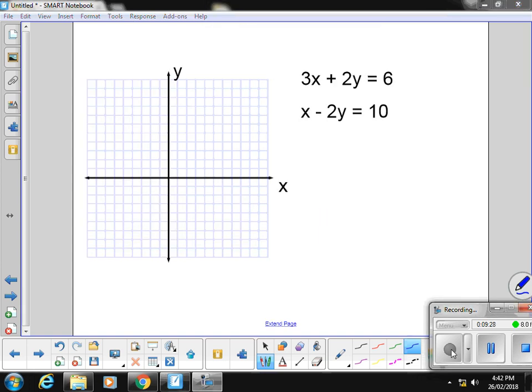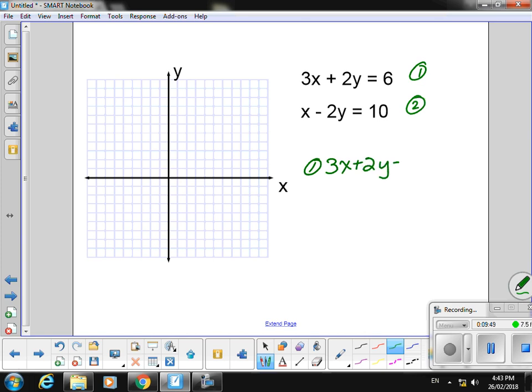All right, one last example. I want to find the solution, or the point of intersection, of the two lines. The first line is 3x plus 2y equals 6. I've decided not to rearrange that to y equals mx plus b. I like finding my intercepts. So for line number 1, I'm going to find my x and y intercept.